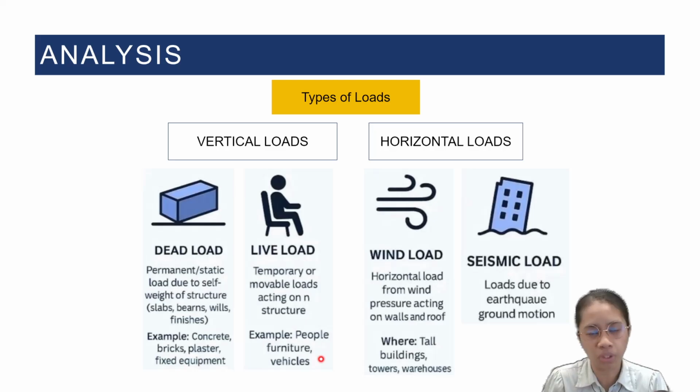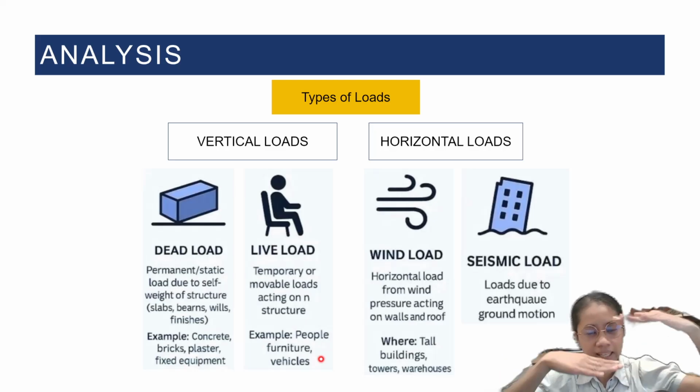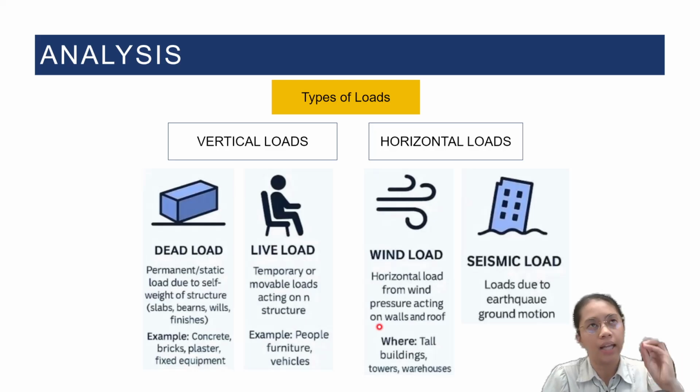Next, horizontal loads. If there are vertically downward loads, we also need to consider horizontal ones. When we say horizontal, it is this position. For the wind load, the concept is the higher the building, the higher the pressure. The lower the building, the lower the pressure. Why? Because the higher the structure is exposed above the ground, the higher the wind load will be. Okay, I hope you understand the concept of that.